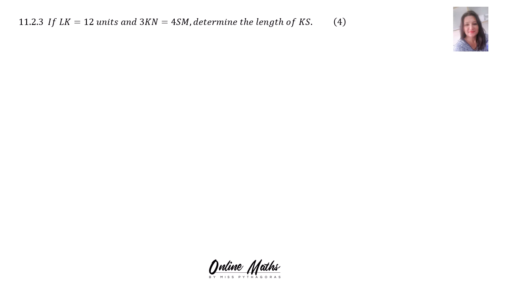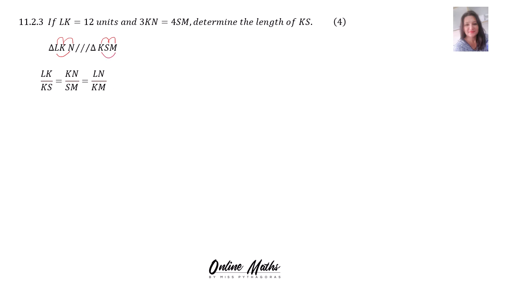11.2.3 If LK is 12 units and 3KN is 4SM, determine the length of KS. Now, from the previous sum, we know that these two triangles are similar. And because they are similar, we can now write down the ratio. LK over KS is equal to KN over SM is equal to LN over KM.